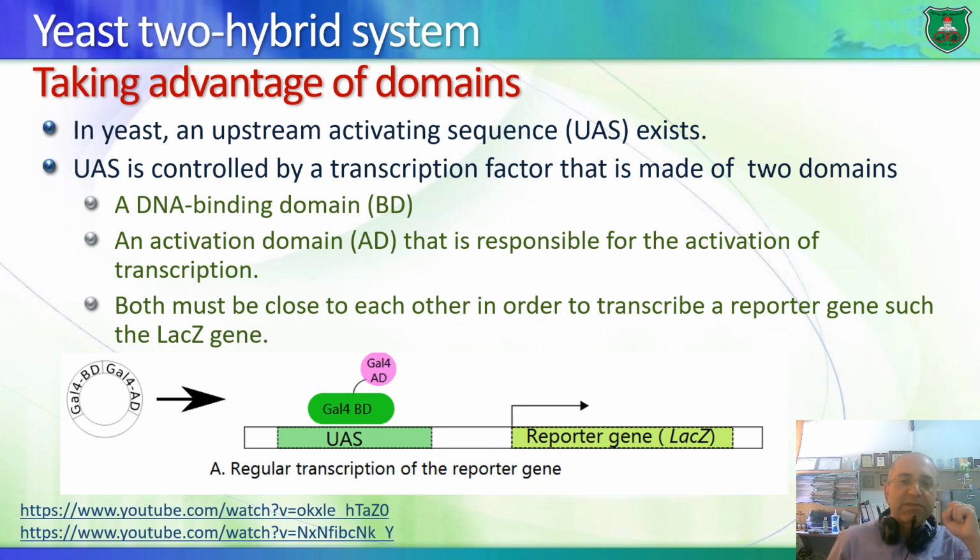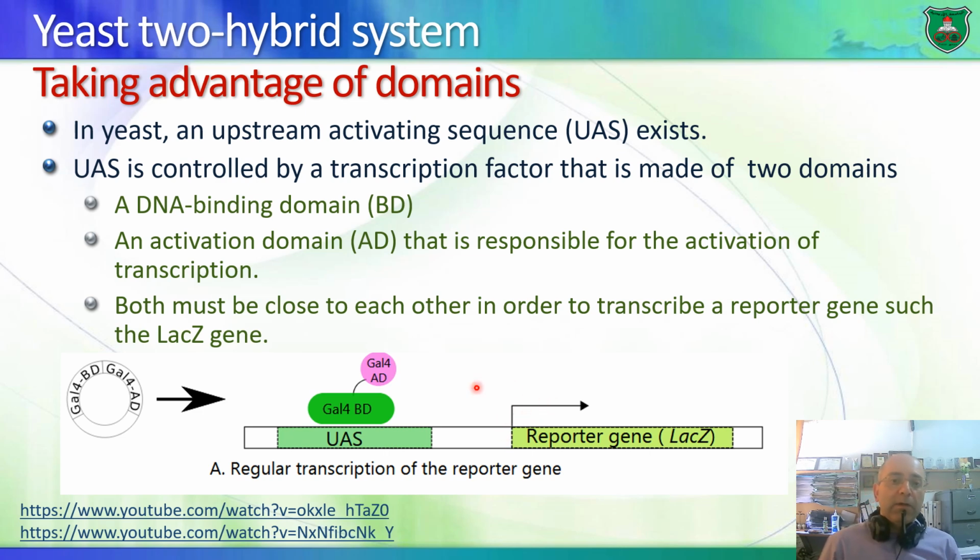Now, the yeast two-hybrid system is another example of how scientists take advantage of nature, of other biological systems for their own purposes. So this is how it works. In yeast there is a regulatory element known as the UAS element, which stands for upstream activating sequence. This UAS element is the binding site of a transcription factor known as GAL4. If GAL4 binds to the UAS, it induces expression of a gene.